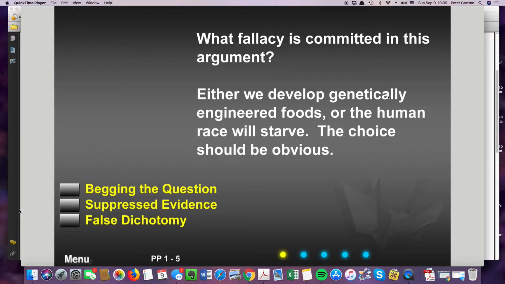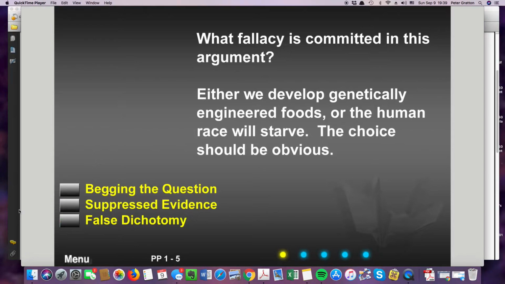So what fallacy is committed in this argument? Either or. Now, we know that we're looking for false dichotomy. Either we develop genetically engineered foods, or the human race will starve. The choice should be obvious. Are those the only two choices? No. Clearly, the human race need not starve. We can slow population growth and do many other things other than develop genetically modified foods, as we call them, right? So it is a false dichotomy.